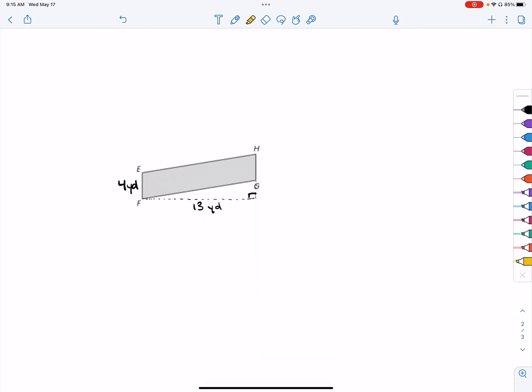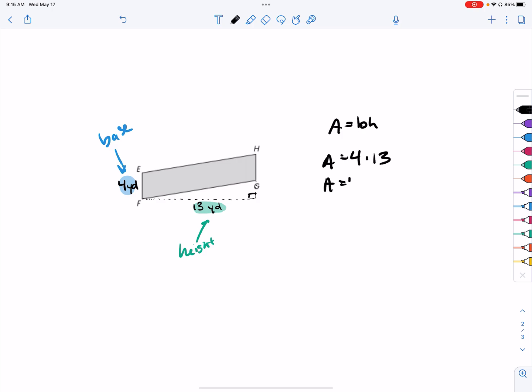If this is our parallelogram, we know area equals base times height. We need things that are perpendicular, and it looks to me like this 13 is perpendicular to the 4. So our 4 must be our base, and our 13 must be our height. So the area of this parallelogram is 4 times 13. So the area is 40 plus 12. The area is 52, and these are square yards.